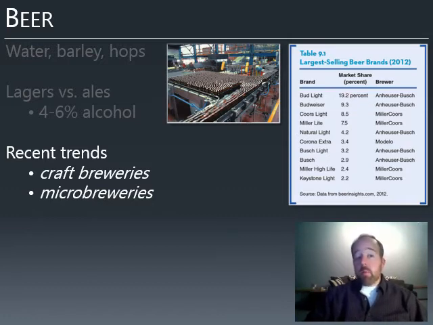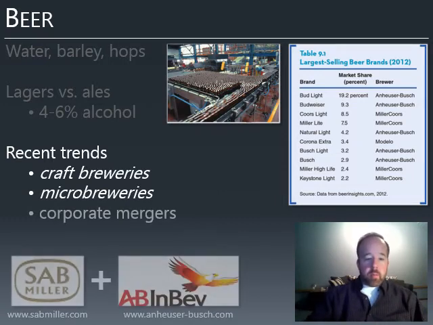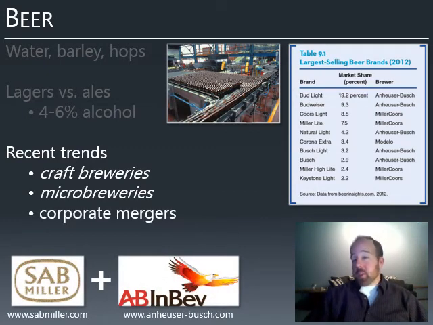And of course, some people brew their own beer as well. So we see a number of levels in terms of production capacity for beer. And recently, this isn't in your book because this just happened. SAB Miller, which is a multinational corporation, and Anheuser-Busch InBev, which is another multinational corporation, have just merged in the last couple weeks. So the company that makes Miller, that makes Molson, that makes Bud and Bud Light, these are all now going to be one giant company. So that's a little recent news in the brewing world.